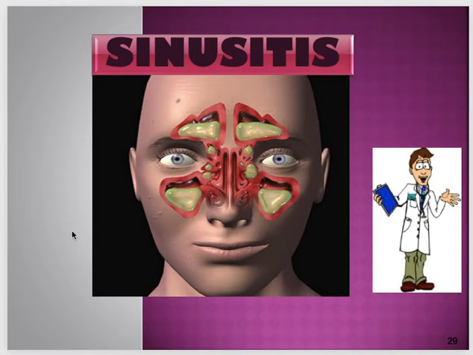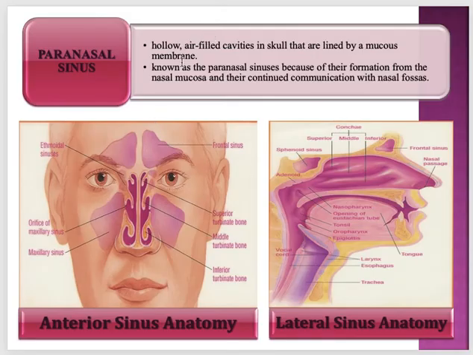So simply, as you can see in this figure, they are showing you the sinuses, of course, the frontal sinus, the maxillary sinus, which are the bigger ones, as well as the sphenoid and ethmoidal sinus. So what are sinuses? They are simply hollow air-filled cavities in the skull that are lined by a mucous membrane, known as paranasal sinuses because of their formation from the nasal mucosa and their continued communication with the nasal mucosa. So simply, as the definition tells us, they are lined with the same mucosa as the nasal mucosa, and they communicate, or they simply open, in the nasal cavity.